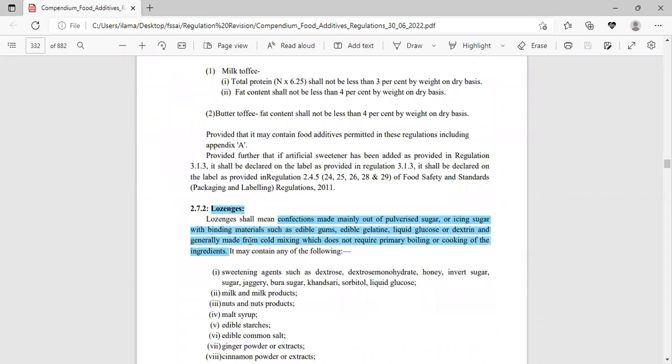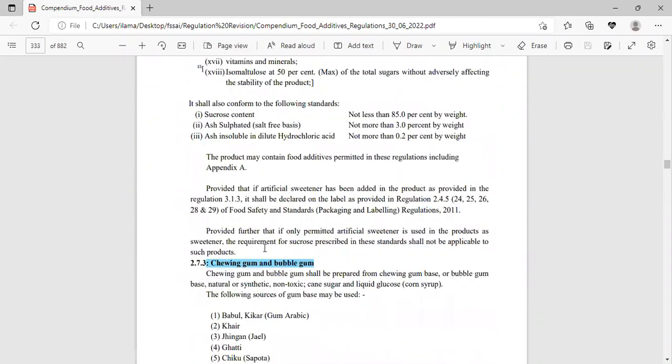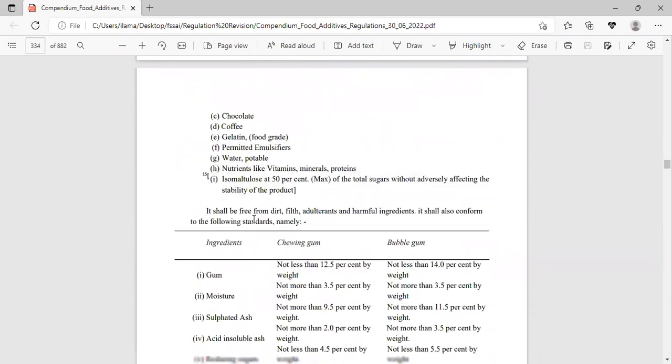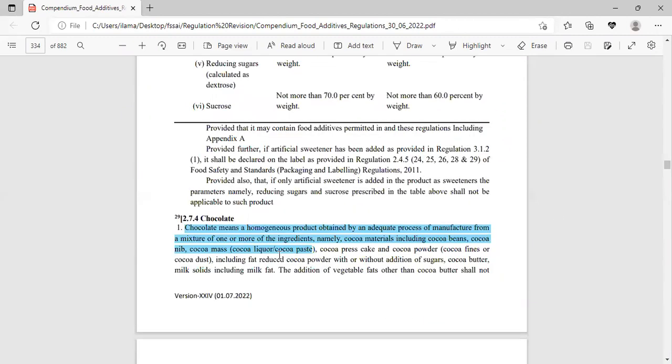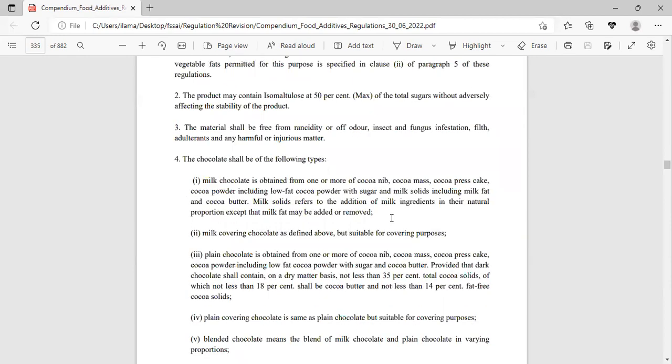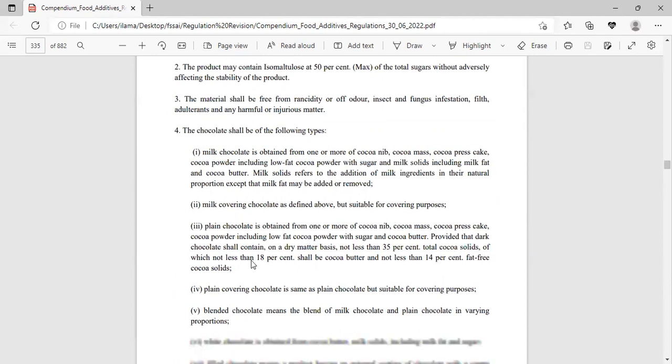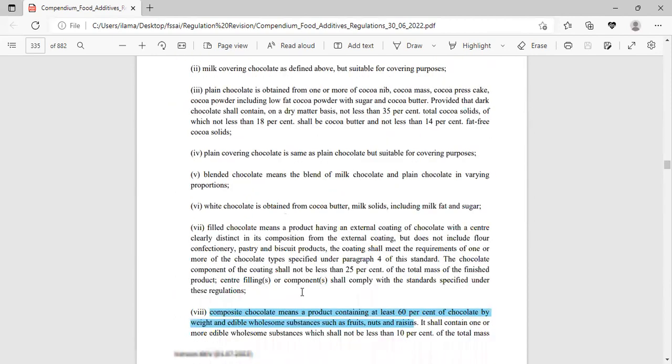Here lozenge is a type of confectionery which is made from sugar. Chewing gum, bubble gum, we all know. What is chocolate also we all know. And just go through what are the types of chocolates. If it's milk chocolate, plain chocolate, what is blended chocolate, what is composite chocolate.